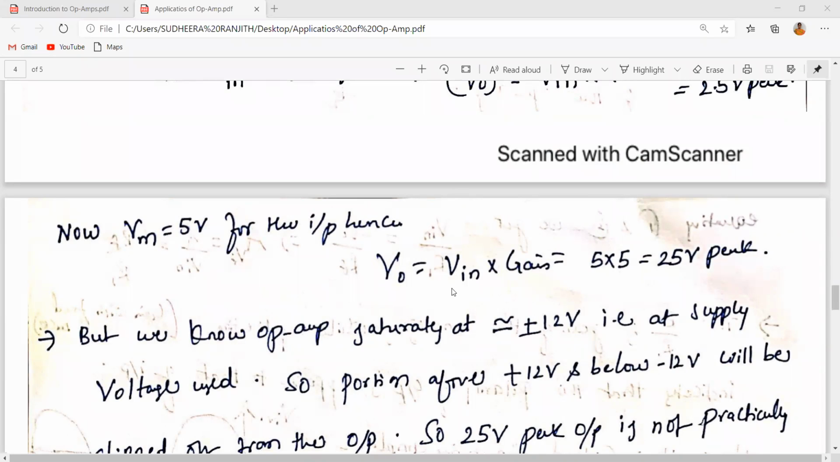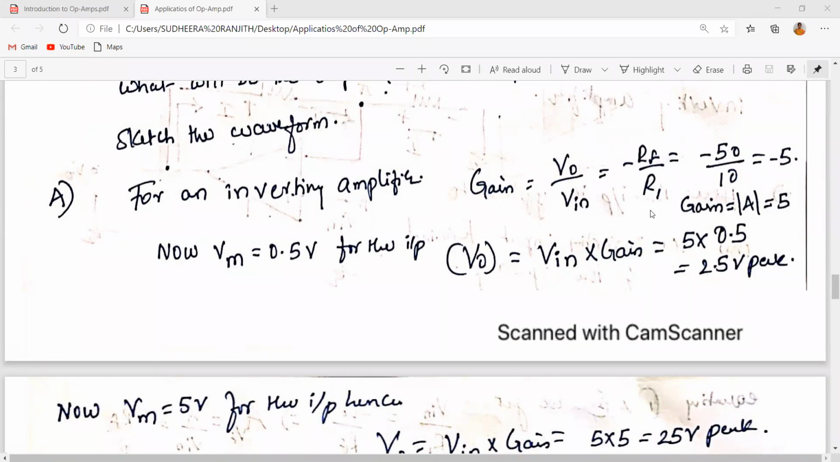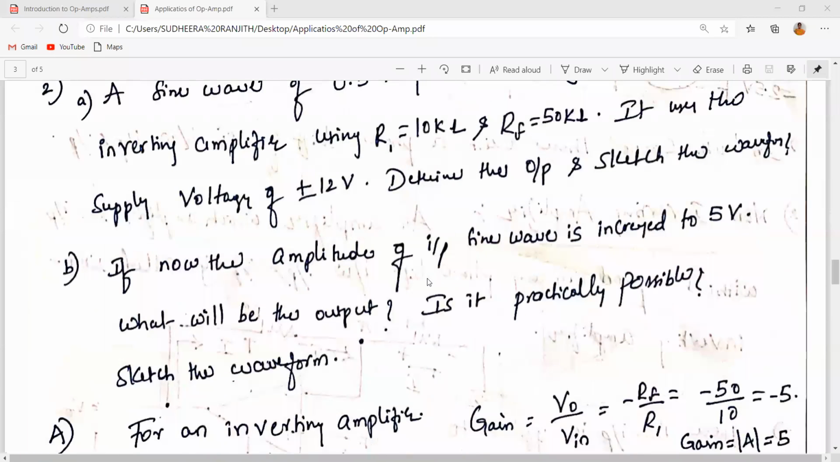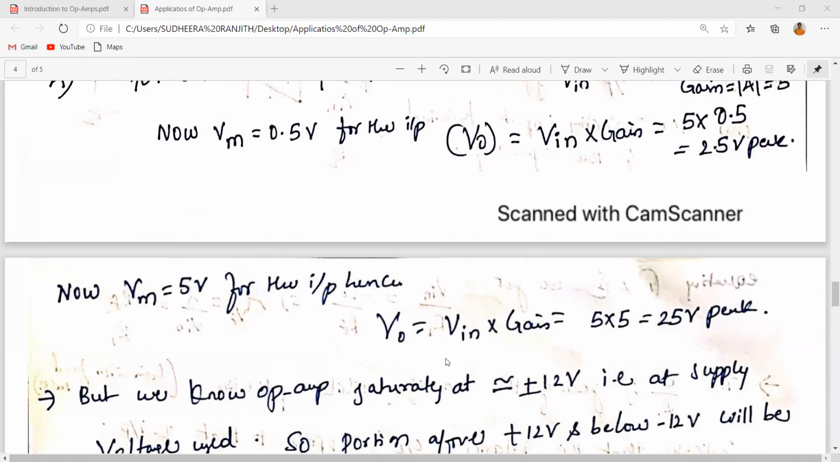So what is the output formula? V in into gain. The gain is already calculated using RF and R1. In the second problem, he has not changed the RF and R1 values. These two values are common for A and B. So what is the gain here? 5. So 5 into the input voltage, which he increased to 5 volts: 5 into 5, 25 volts peak.